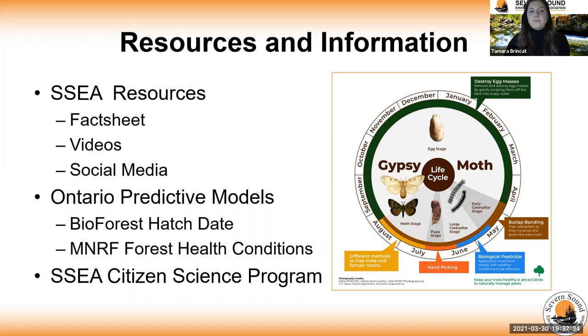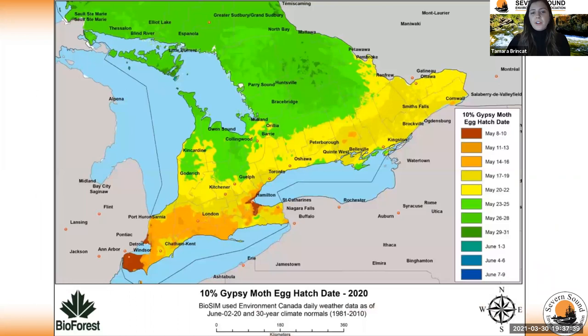So the first predictive model would be from Bioforest. This one estimates caterpillar hatch dates based on Environment Canada climate data. This was from 2020, and this shows when we experienced 10% of caterpillar hatching. You'll notice for Tiny and surrounding areas that the model shows a light to dark green, which indicates that we're going to experience 10% of gypsy moth hatching around May 23rd to May 28th. And again, these are just predictions. These are not the actual results of what happened last year.